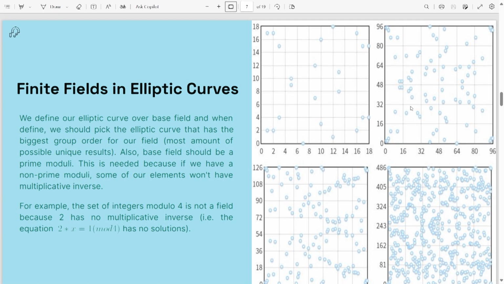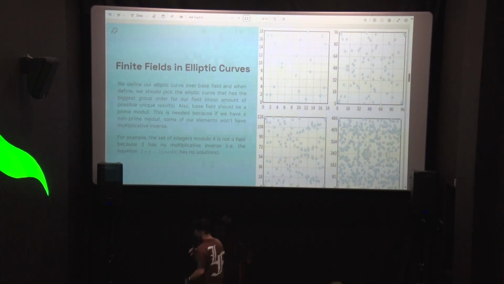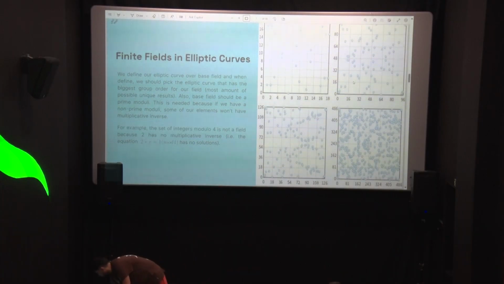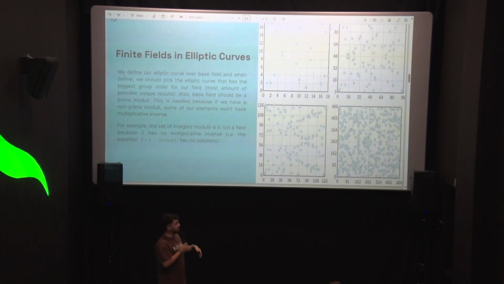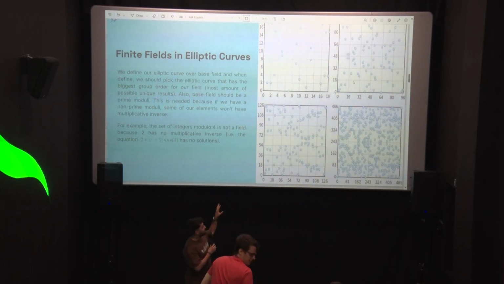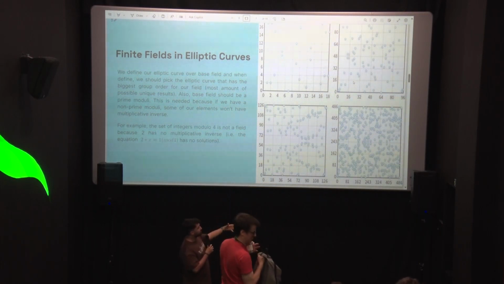And if you increase your finite field size, the modulus, you will get more results. For example, the second one is 97, and you will get more results. If you increase it, this one was 127, you will get more and more results, and 487. They are all primes, and if you increase it, you will get more results.